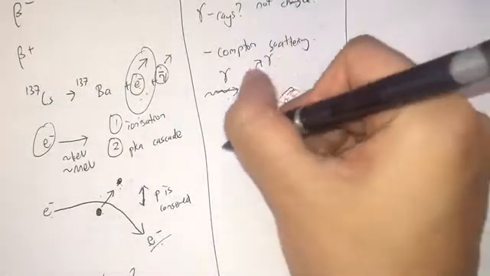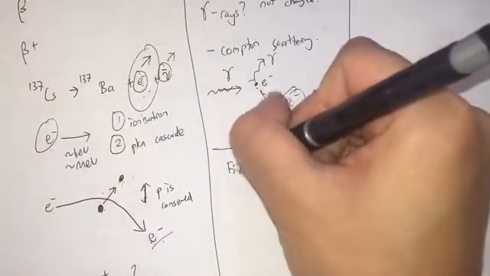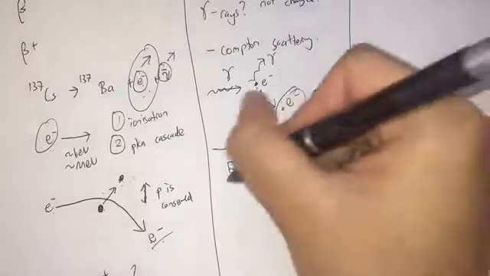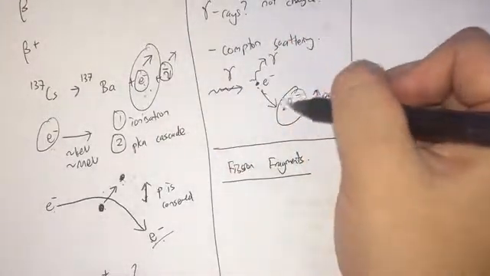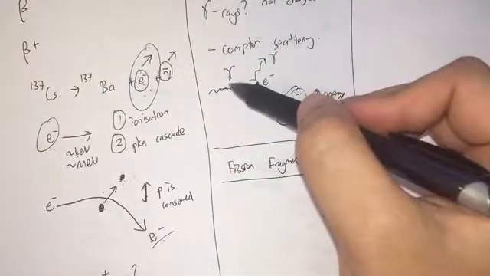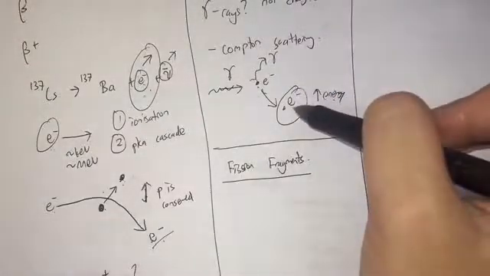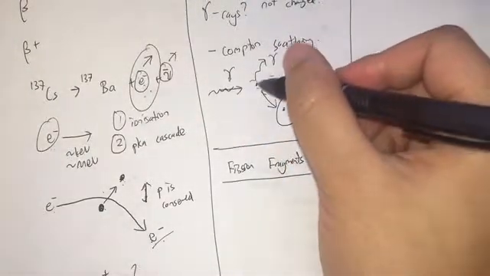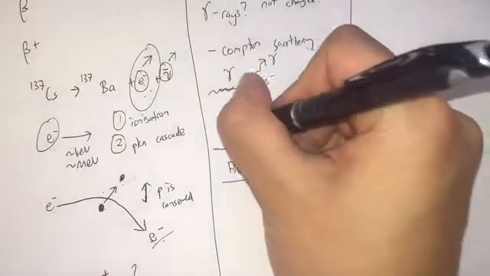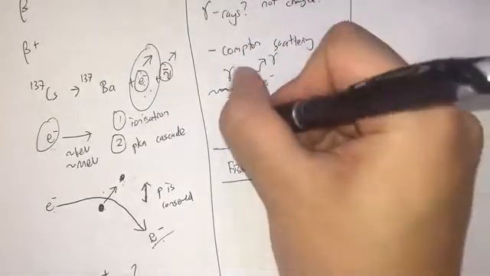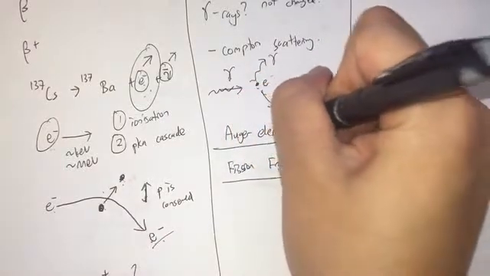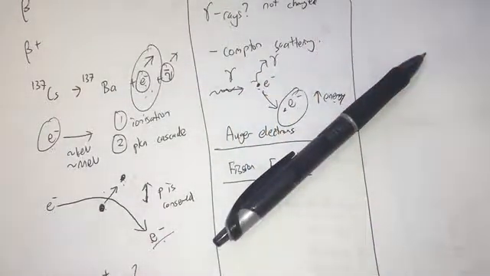Now what about the fission fragments? Okay, before I go there, some of these gamma rays or X-rays interact with electrons. These secondary electrons are called Auger electrons. Okay, Auger electrons. That's just to introduce a term.